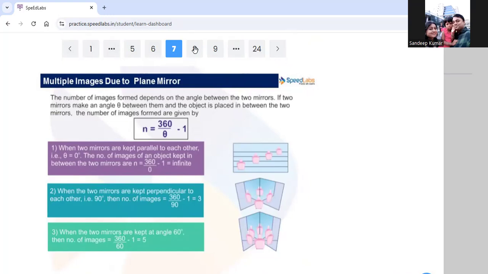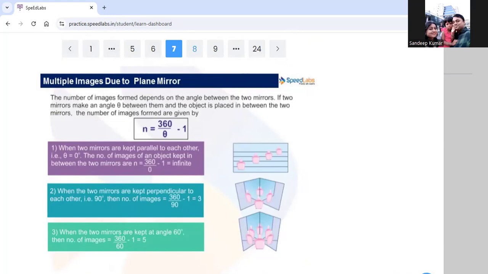Next, when the two mirrors are kept perpendicular to each other, means when theta is 90 degree, so 360 by 90 is 4, minus 1, how much? 3 images are formed. When the two mirrors are kept at an angle of 60 degree, so 360 by 60 is 6, minus 1, 5.